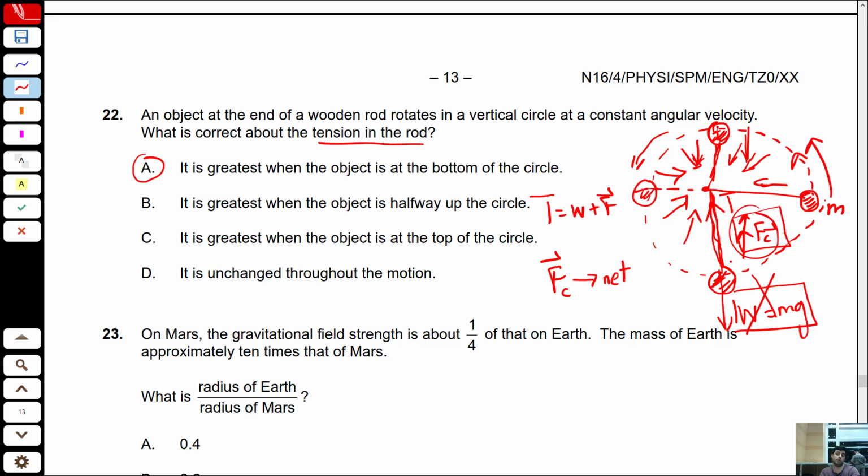But when the rod is at the bottom position, the weight is counteracting, it is opposing the centripetal force. So the tension should not only overcome the weight, but also provide that additional centripetal force. So it's greatest at the bottom and minimum at the top.